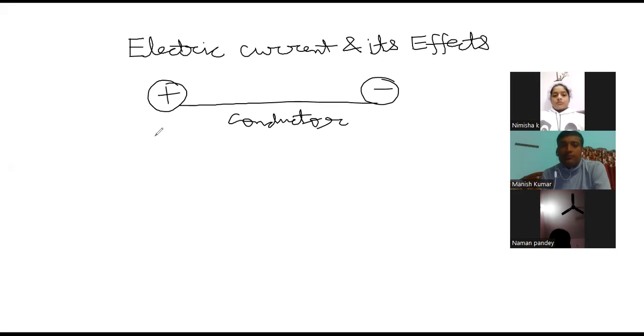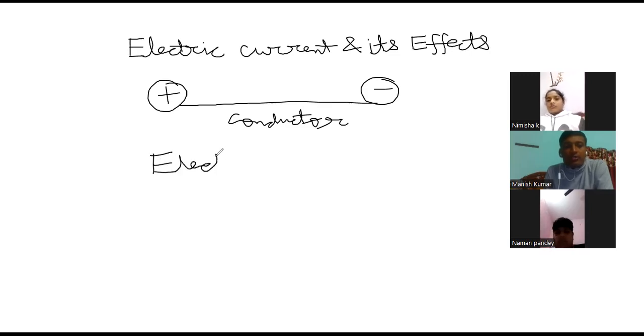Okay, Naman? Okay, sir. Electric current is the flow of electricity through a conductor or a conducting material, like copper, aluminum, whatever it may be. Okay, now electric current definition we have taken. Now you have heard about electric cell. Yes, sir. Electric cell, what is it?